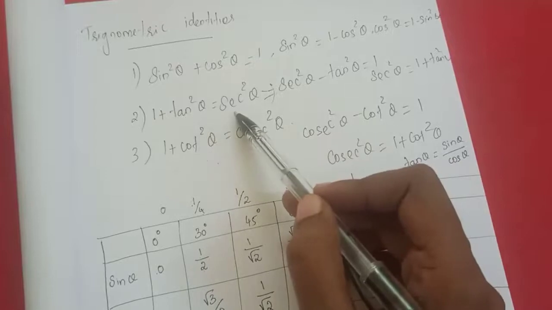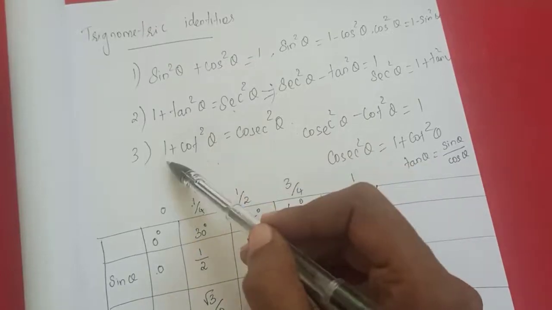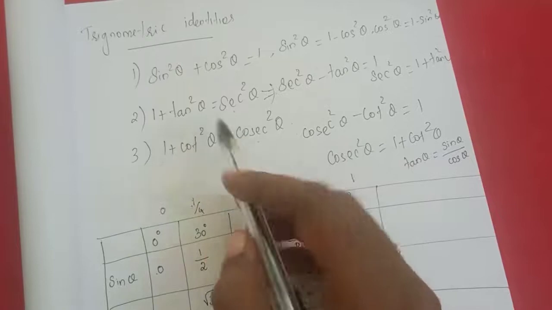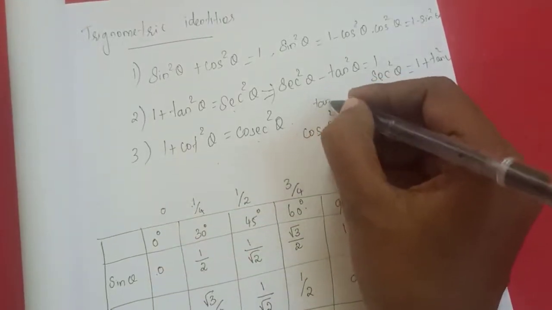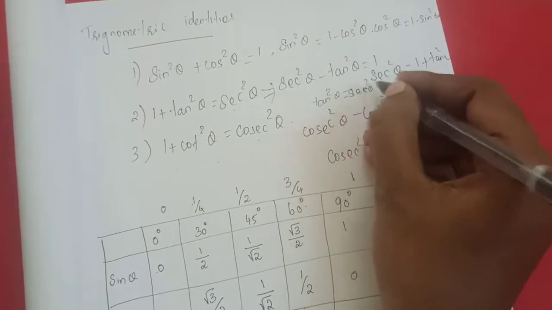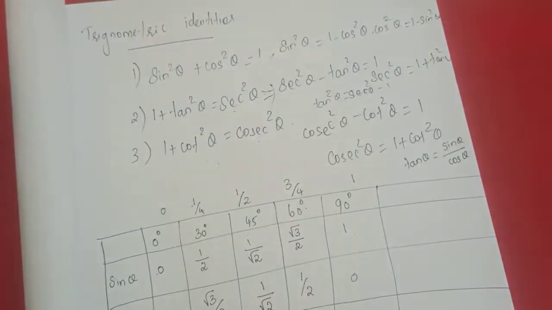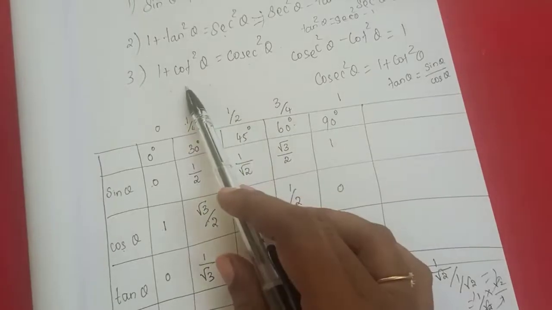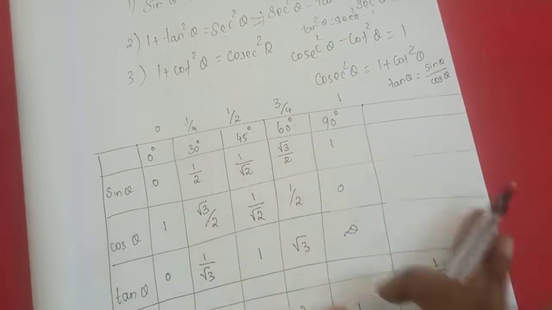Same as that, secant square theta is equal to 1 plus tan square theta. Is it right? From this, if you need the formula for tan square theta, what's the formula? Secant square theta minus 1. Okay. Same as that, 1 plus cot square theta is equal to cosecant square theta. From this we can form this. So how we will form the table?